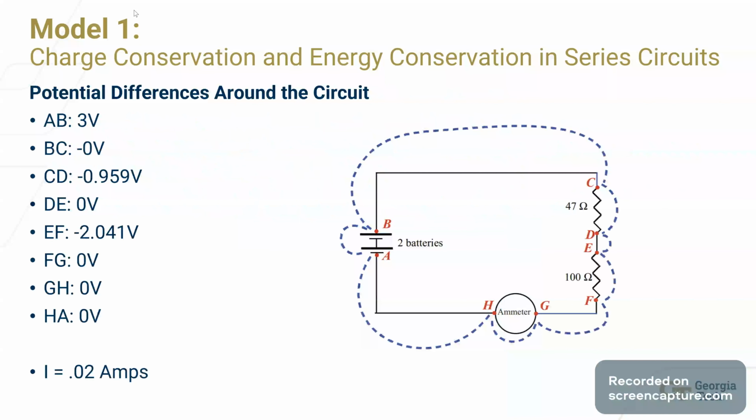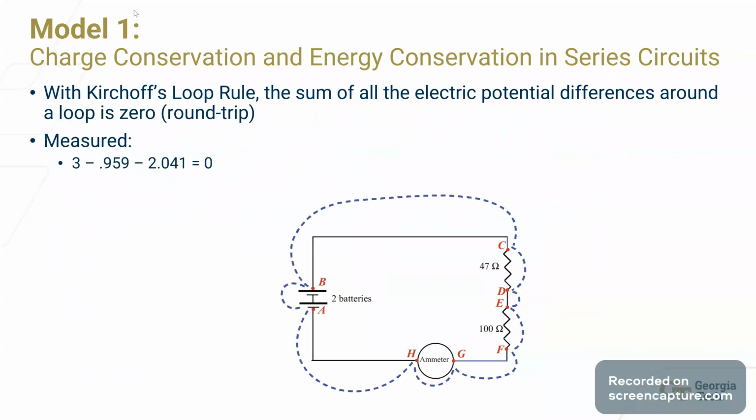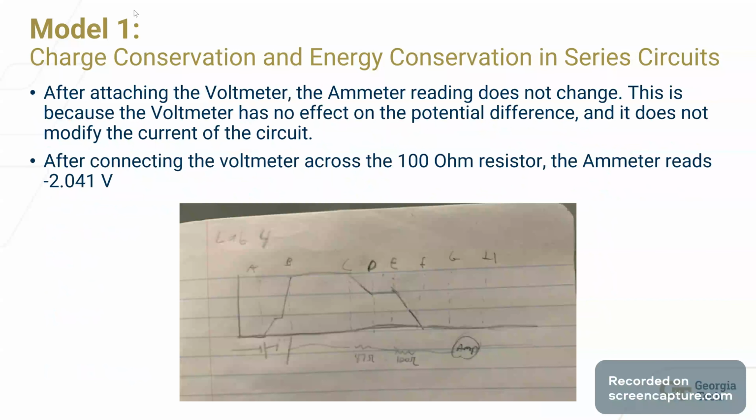With Kirchhoff's loop rule, you can see that measured from A to B was 3 volts, C to D was negative 0.959, and E to F was negative 2.041. So that all sums up to 0. After attaching the voltmeter, the ammeter reading does not change. This is because the voltmeter has no effect on the potential difference and it does not modify the current of the circuit. After connecting the voltmeter across the 100 ohm resistor, the ammeter read negative 2.041.